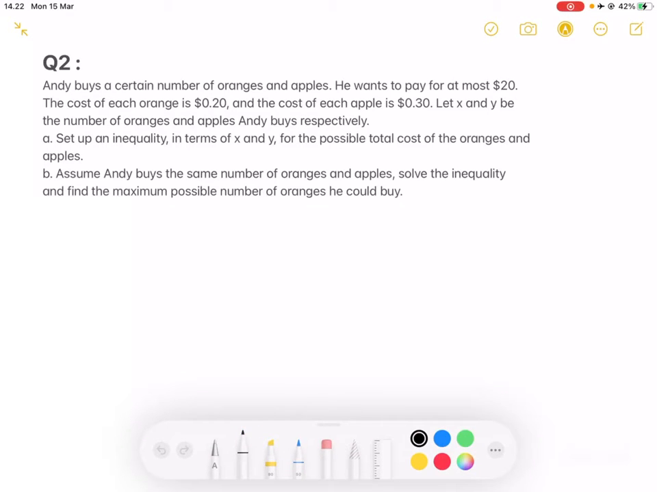For part A, we need to set up an inequality in terms of x and y for the possible total costs of the oranges and apples. Since x is the number of oranges and the cost of each orange is $0.20, the total cost for the oranges that Andy will buy is 0.20x dollars. Then you add the total cost for the apples, which is similar, so we have 0.30y dollars.